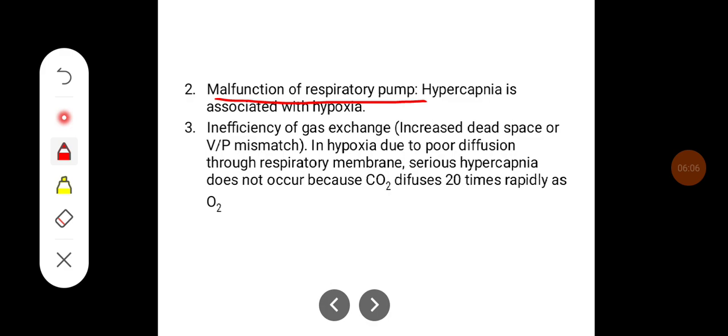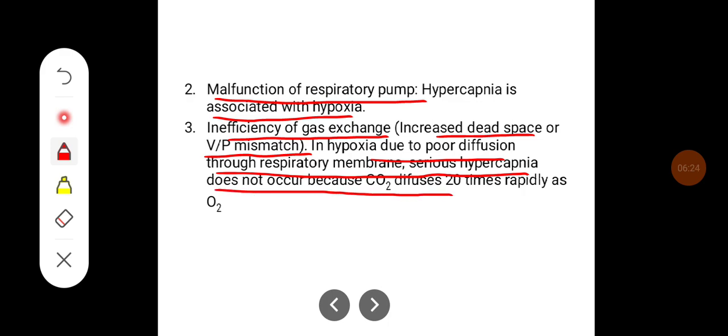Malfunction of respiratory function: hypercapnia is associated with hypoxia. Insufficiency of gas exchange, increased dead space, or ventilation perfusion mismatch. In hypoxia, due to the poor diffusion through the respiratory membrane, serious hypercapnia does not occur because carbon dioxide diffuses 20 times more rapidly than oxygen.